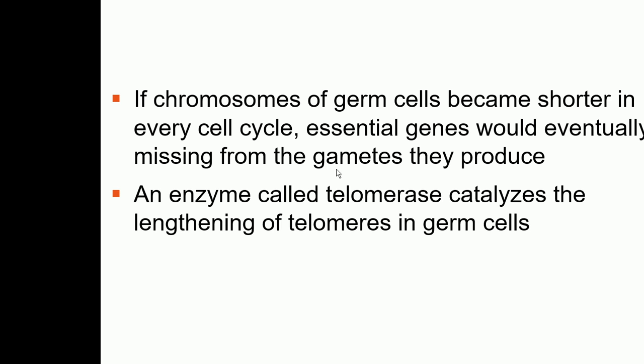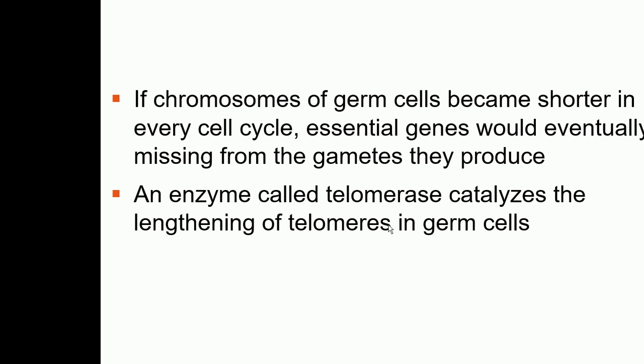The same enzyme is also present in the germ cells. You know that we have two different kinds of cells in our body: somatic cells, and sex cells or gametes. These gametes also have this enzyme called telomerase, and it catalyzes the lengthening of the telomeres. That is why these germ cells don't die. That's why they are able to pass the information from generation to generation.